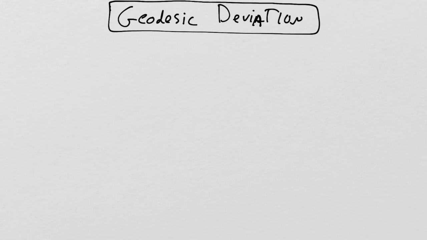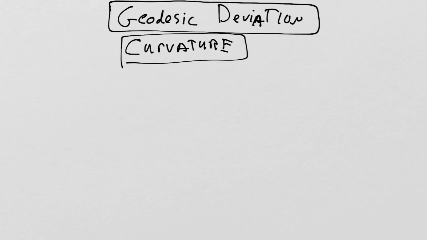In this lesson, we are going to discuss geodesic deviation. This is another way to approach the concept of curvature. And in fact, it's probably the more important way of understanding curvature because it has an actual physical interpretation.